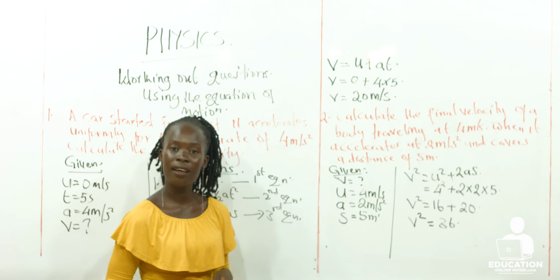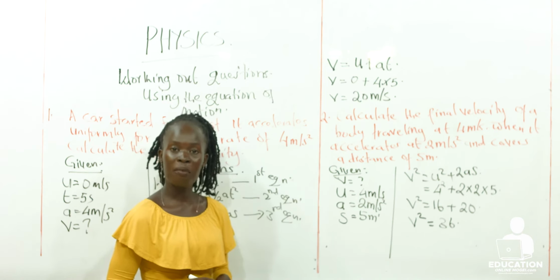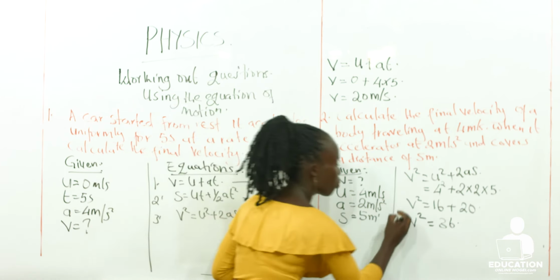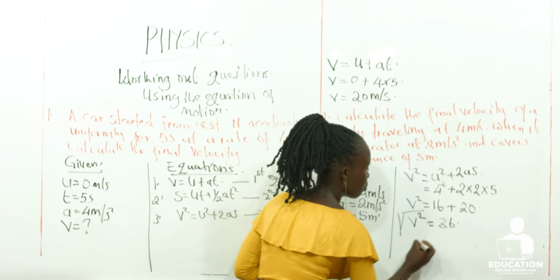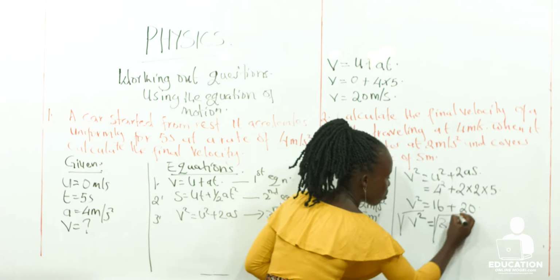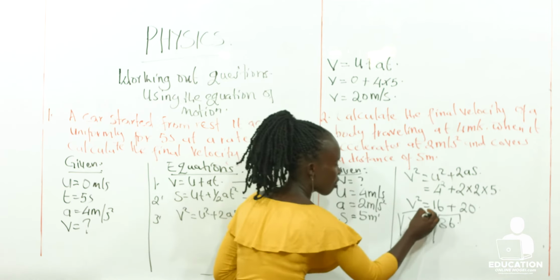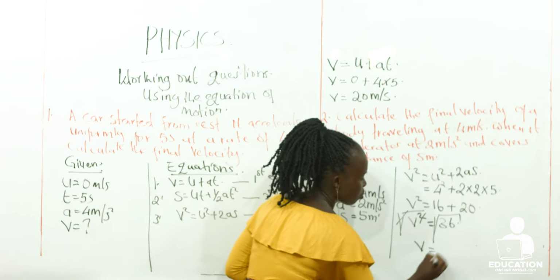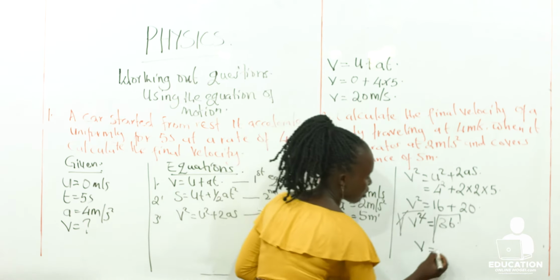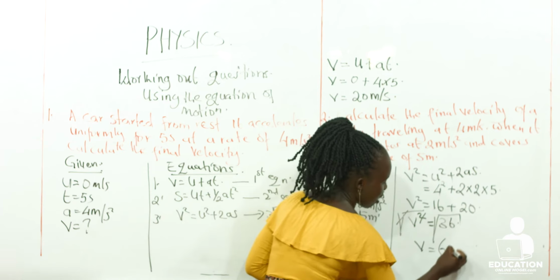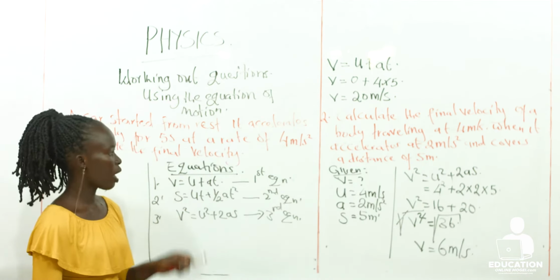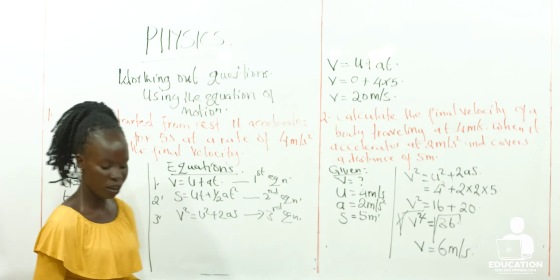Remember, our v has a square. You need to get the square root of v. That means that you introduce the square root sign on both sides. So when you square it, you put that under the root, and then you put that under a root. These 2 here will cancel with the root. So we shall have our v is equal to root of 36, which will give us 6 meters per second. So we have seen how we calculate that.